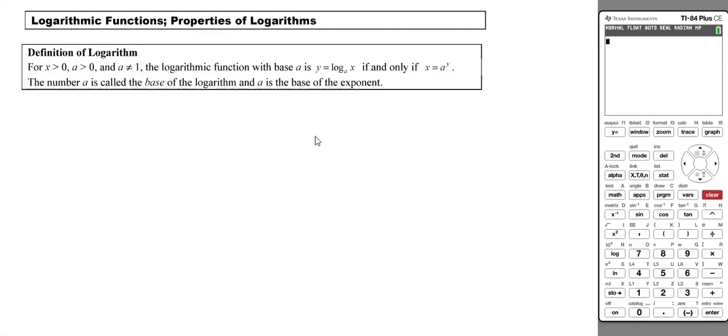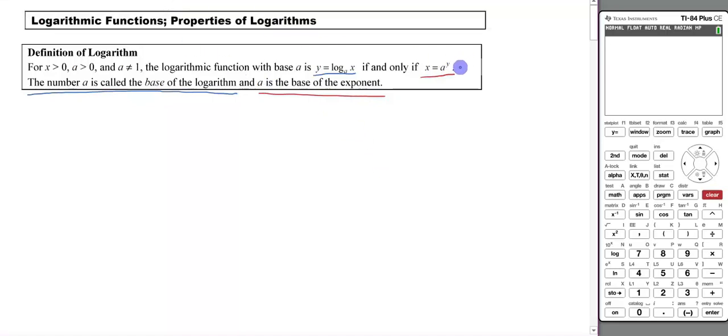The number a is called the base of the logarithm, and a is the base of the exponent. So what they're saying here is y equals log base a of x means the number a is the base of the logarithm. And in exponential form, x equals a to the y means a is the base of that exponent.